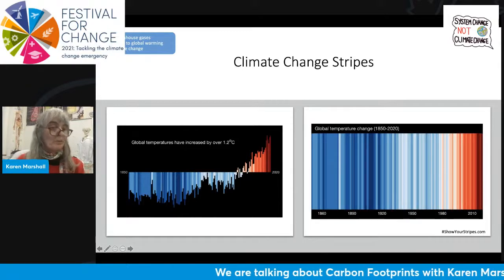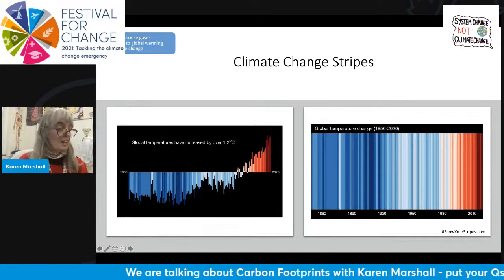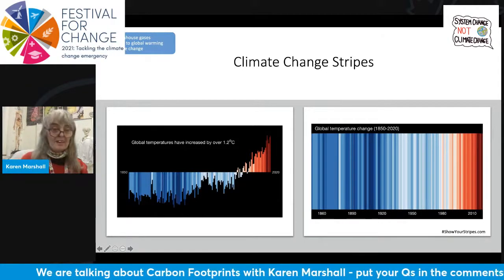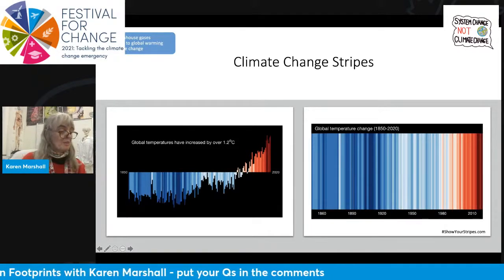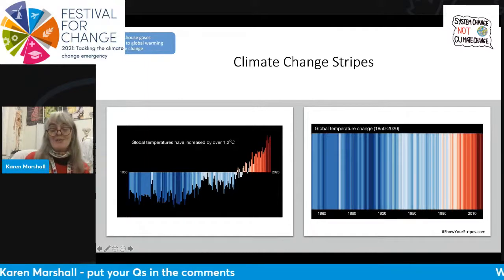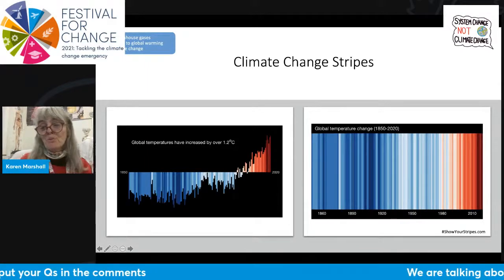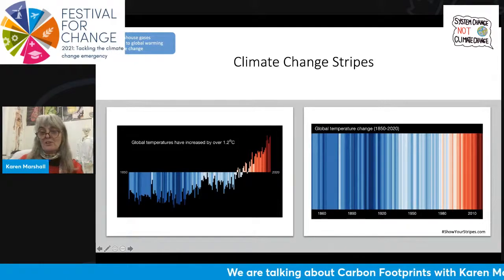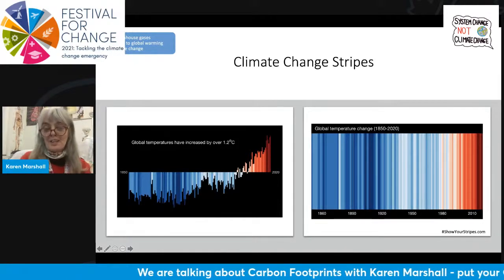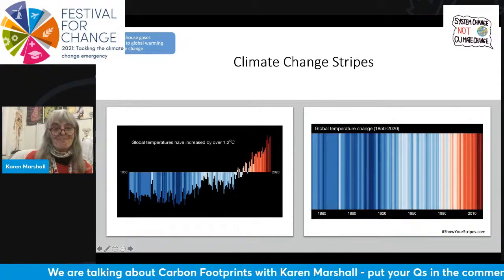And a man called Ed Hawkins from the University of Reading changed this temperature graph into colours to represent how far above or below the average the mean land and ocean temperatures are, and he called these the climate stripes. If you're interested to see the warming in the area where you live, have a look at the website showyourstripes.com and it'll give you your individual country.